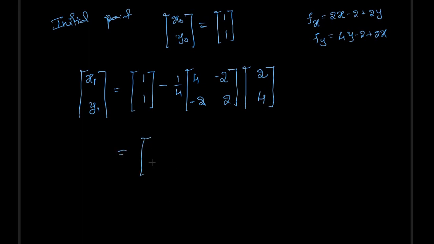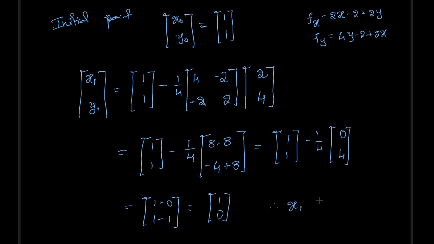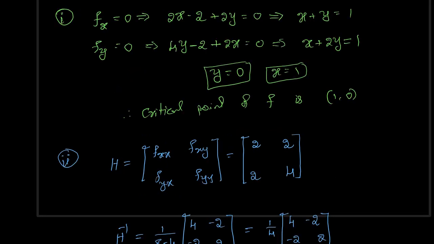So this gives me [1, 1] minus 1 by 4 into, let me multiply them. 8 minus 8 gives you 0, and minus 4 plus 8 gives 4. So this equals [1, 1] minus 1 by 4 multiplied with [0, 4]. This is nothing but 1 minus 0, 1 minus 1. So finally we end up with [1, 0]. It means x1 equals 1 and y1 equals 0, and that is the critical point we got, x equals 1 and y equals 0.